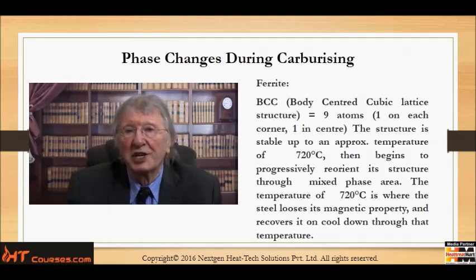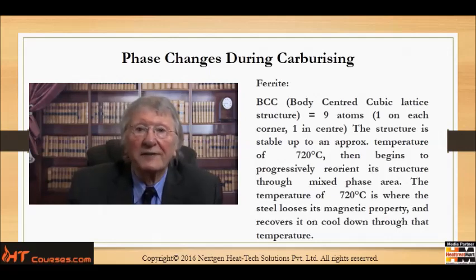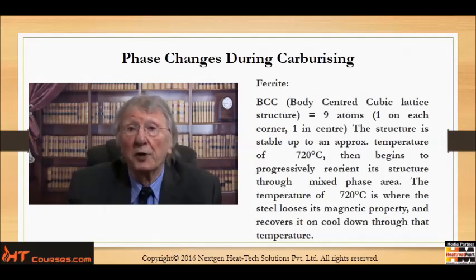Body-centered cubic lattice structure, which equals 9 atoms, that is 1 on each corner and 1 in the center. The structure is stable up to an approximate temperature of 720 degrees centigrade. Then it begins to progressively reorient its structure through the mixed phase area. At 720 is where the steel loses its magnetic property and recovers it on cool down back through that temperature.